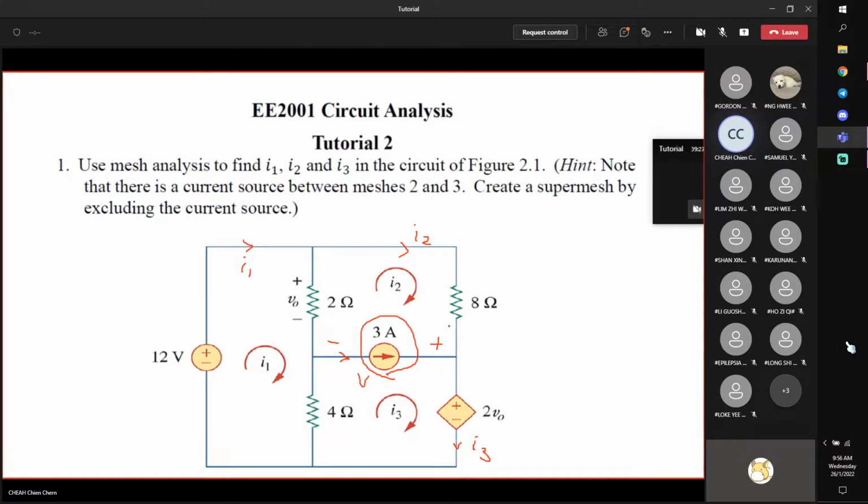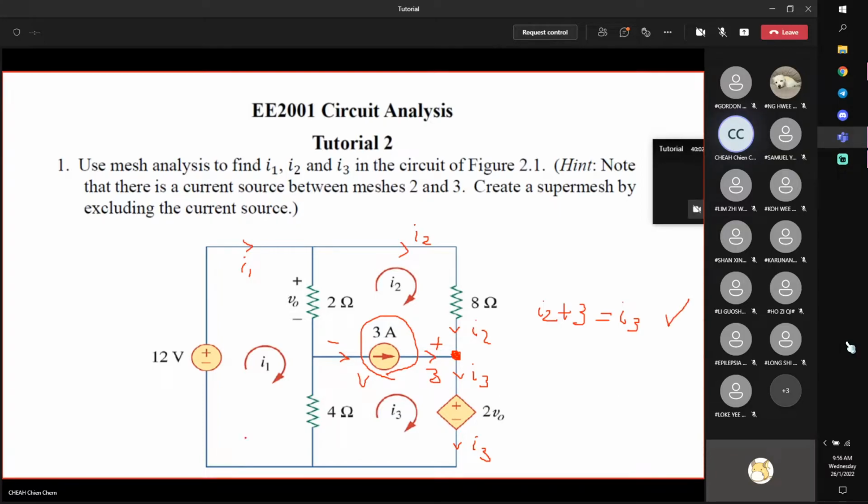Now, if this is I2, and this is I3, and this is 3 ampere, therefore if you use Kirchhoff current law at this node, inflow equal to outflow, you can get one equation easily. I2 plus 3 inflow is equal to I3. So I2 plus 3 is equal to I3. This branch actually gives you one equation.